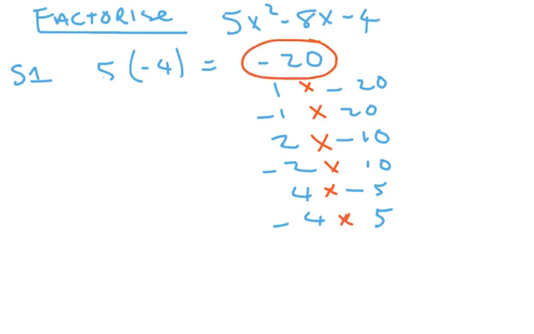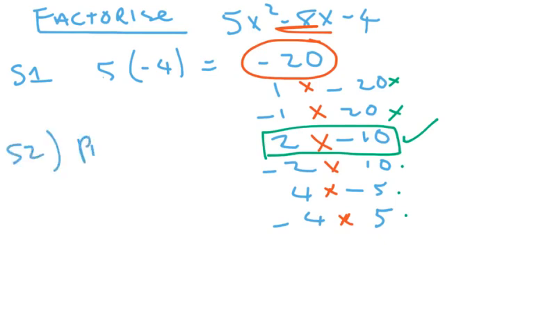Now, which pair of them add up to give me minus 8? That's what I'm looking for. So it's not that one. It's not that one. This one here looks good. I have a plus 2 and a minus 10. So that's going to give me minus 8. This one here would give me plus 8. This one would give me minus 1. And this one here would give me plus 1. So that's my pair.